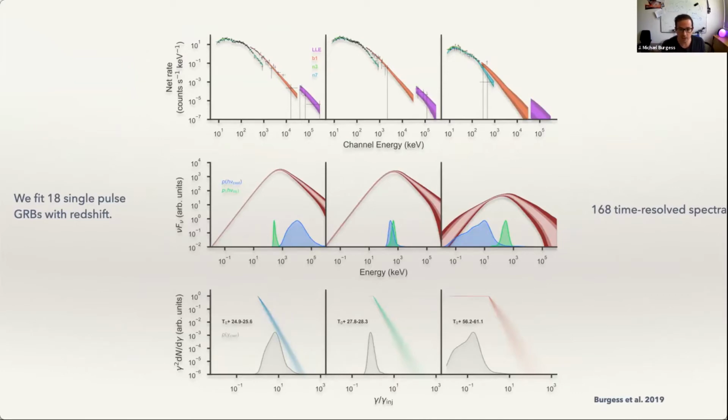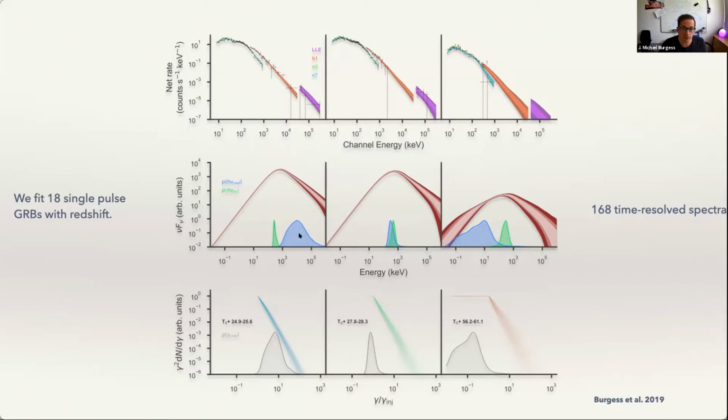We fit 18 GRBs, 168 time-resolved spectra. We chose GRBs with single pulses and redshifts so that we could later derive some physics. And this is an example of time slices through one of these GRBs. So this is the data space. This is the fitted model folded through the GBM response, the BGO response, the LAT LLE response. This is in photon space, the uncertainty on the nu F nu spectrum.